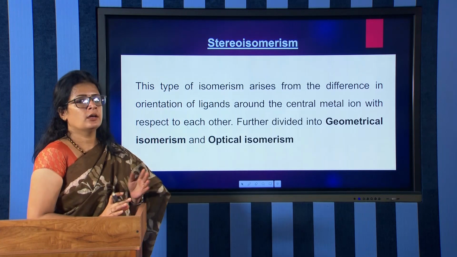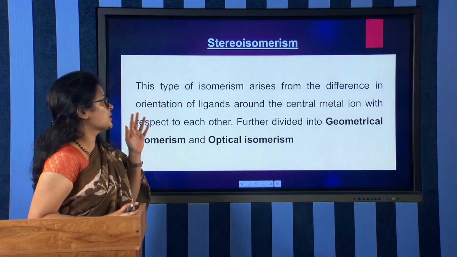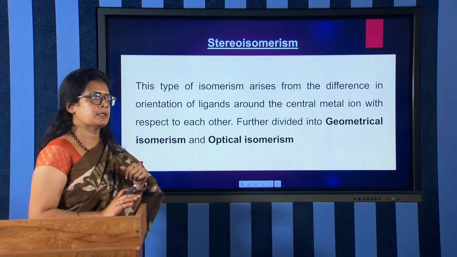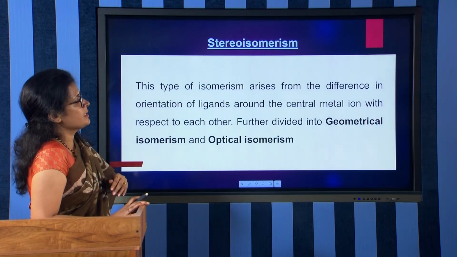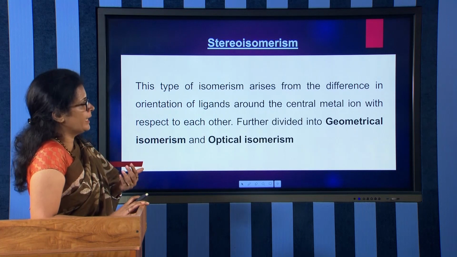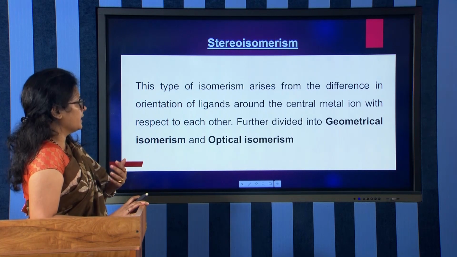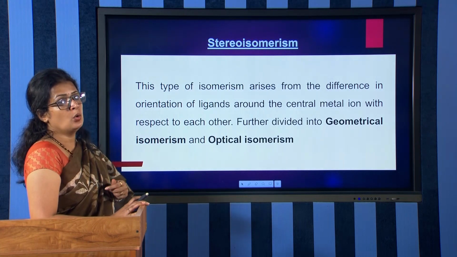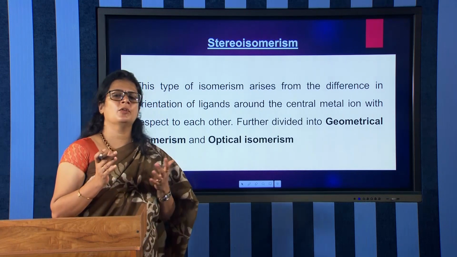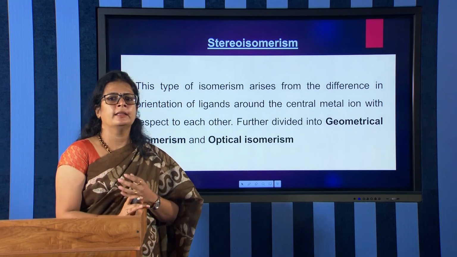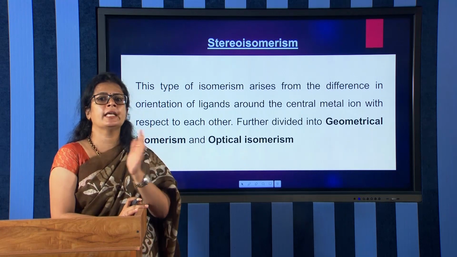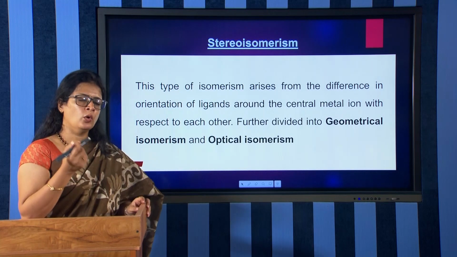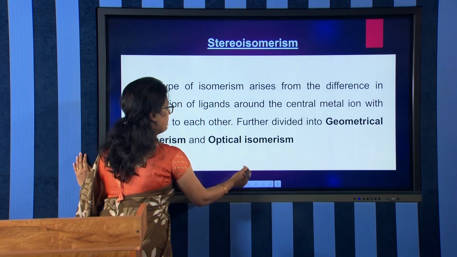Moving to the second broad classification, that is stereoisomerism. What is stereoisomerism? Stereoisomerism is also called spatial isomerism. This type of isomerism arises from the difference in orientation of ligands around the central metal ion with respect to each other. They are further divided into geometrical isomerism and optical isomerism. What is happening in stereoisomerism? There will be a difference in orientation of the ligands around the central metal atom. It will be clearer if we go through more examples.